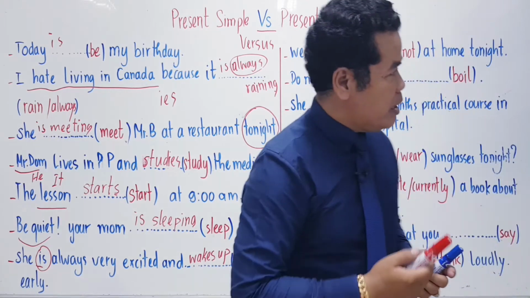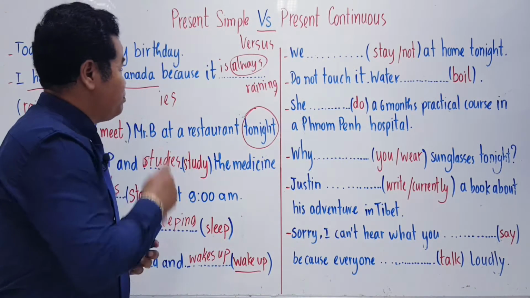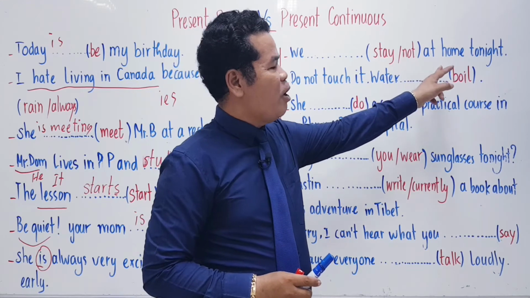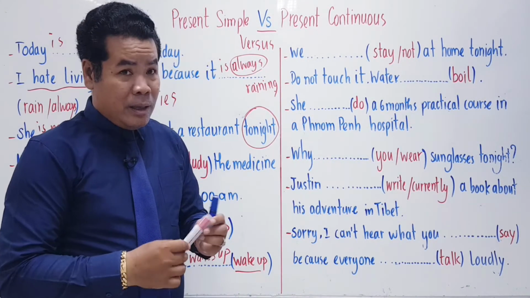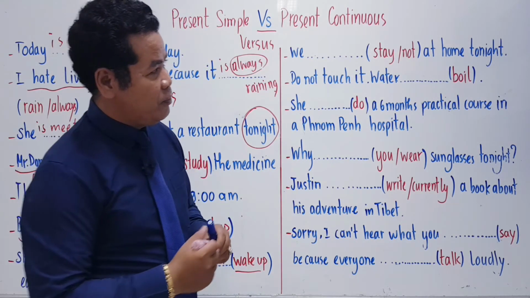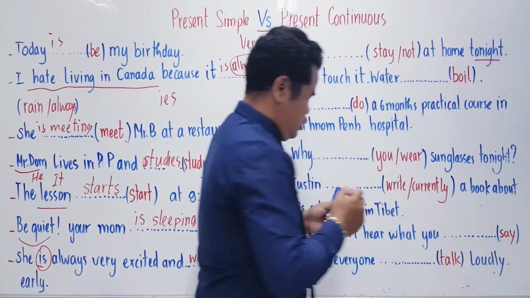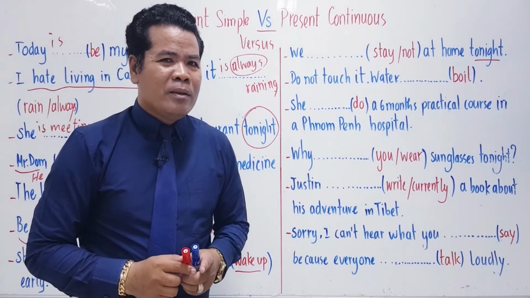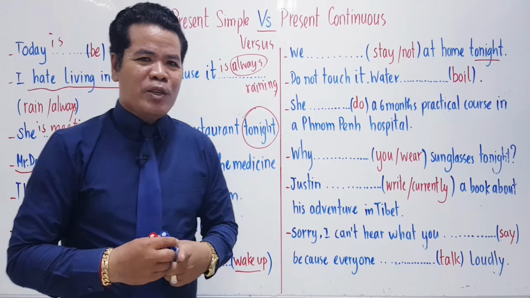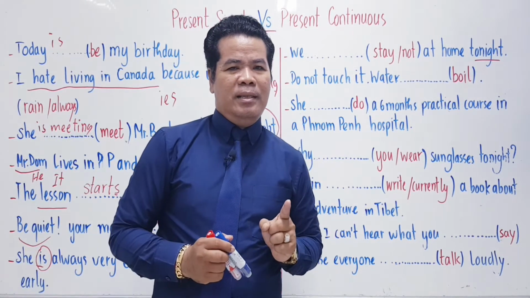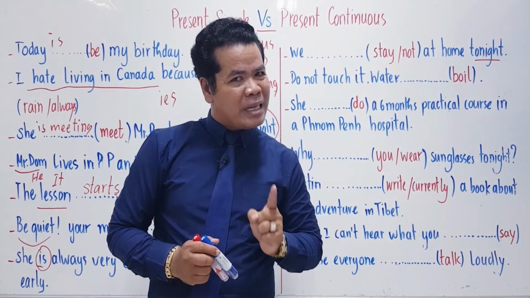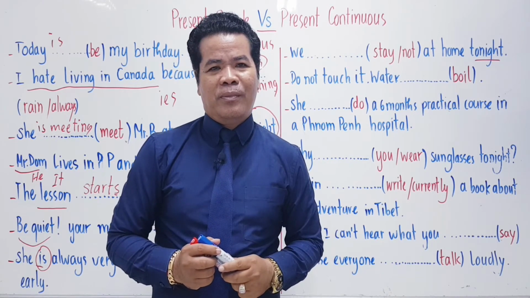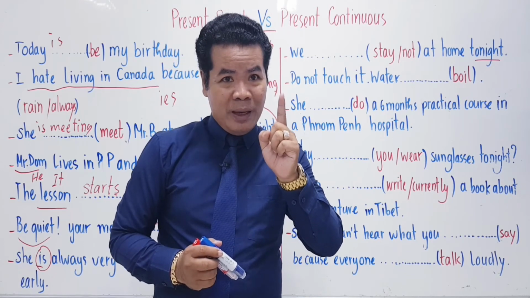Okay, now let's move on to the next example. "We blank stay not at home tonight." What word can you see at the end of the sentence? Tonight. If you talk about the word tonight, you think about one thing, okay? The near future. When you talk about the near future, what tense is it? Present simple or present progressive? It must be present progressive. The right decision. Okay? And then go to the form.